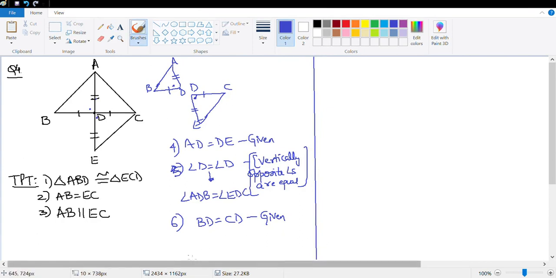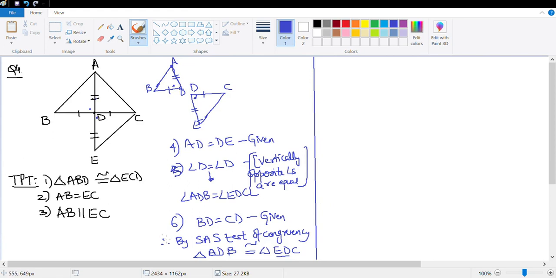Let's write this down. Therefore, by SAS test of congruency, triangle ADB is congruent to triangle EDC. I looked at corresponding sides. AD is this 2 line and I am reaching this angle, so ED, that's how I wrote AD and ED, and then the remaining one. Perfect. Is there a second part? Yes, there is a second part.